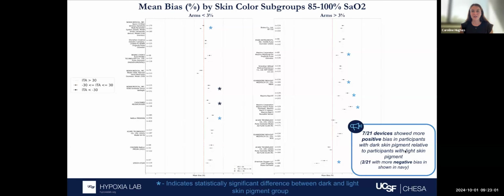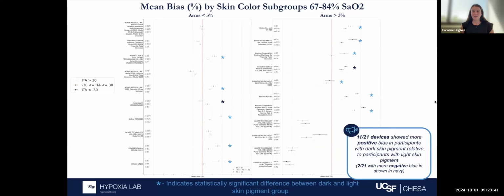So here again is the higher oxygenation saturation range of 85 to 100%. You'll see that in this range, we saw 7 of the 21 devices showing positive bias that was greater in the darker skin pigmentation group than in the lighter skin pigmentation group. Again, overall, for many of our devices, we were just seeing positive bias no matter the skin pigmentation group. And then the 2 devices marked with the dark blue asterisk showed the opposite of that trend, more negative bias for the darker skin pigmentation group than the lighter. Okay, and the next slide, please.